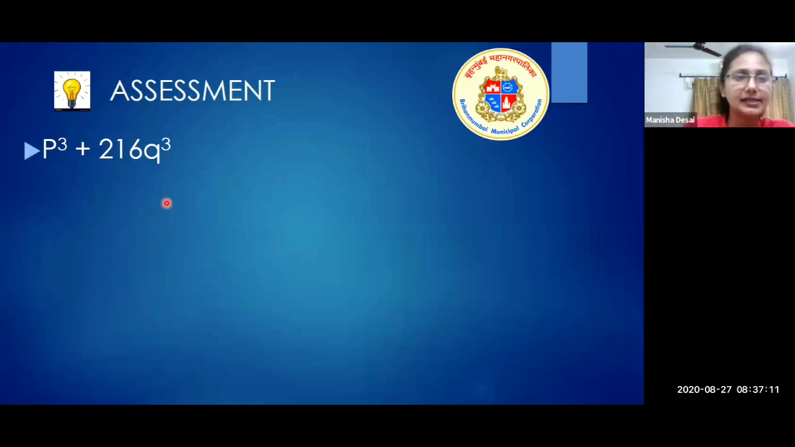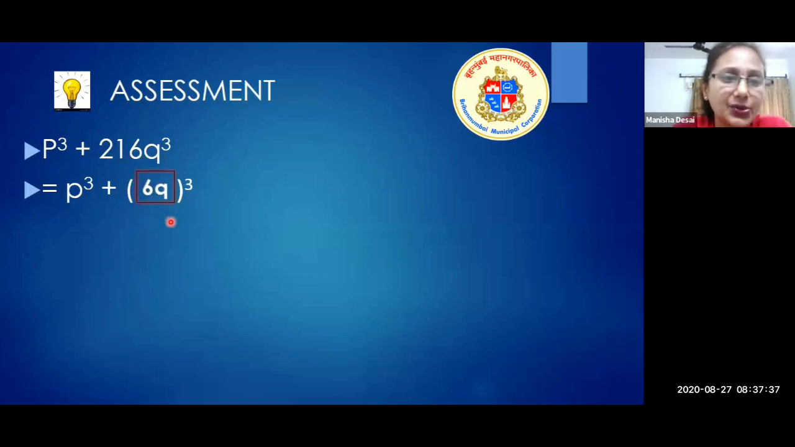This p cube is going to remain as p cube, and for this 216 q cube, you have to think of the number which is the cube root of 216, or which number you will multiply. So what will come in this bracket? 6 cube. Very good. So here in this bracket, we are going to write 6 cube.